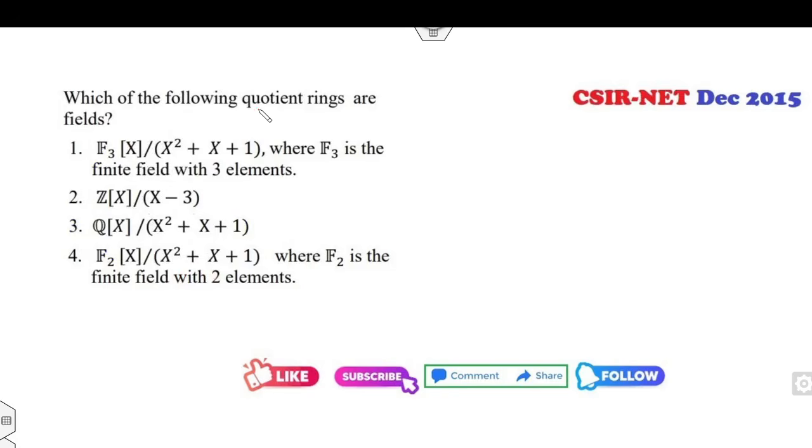Which of the following quotient rings is a field? Again, your target is to check whether it's irreducible or not. x square plus x plus 1. F3 is a finite field with 3 elements. I can take Z3. Z3 is a finite field with 3 elements.